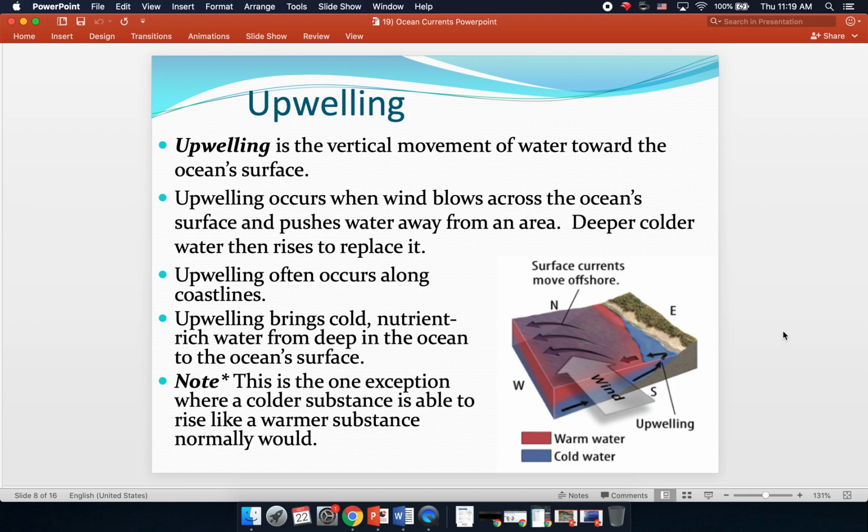So, like I was saying, this is the one exception where a colder substance is able to rise like a warmer substance normally would. So please don't forget the concept of density. I know this seems to break the rules, and I know it's going to bother some of you, but it's just one of those things, and those kind of exceptions to the rules do occur in nature.